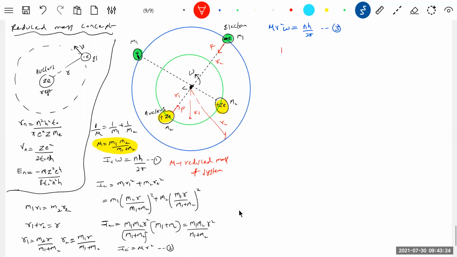Let me write only F. What shall I write? F is equal to m1 omega square. Shall I write r, r1 or r2? The electrostatic attractive force between the revolving particle and the nucleus will provide the required centripetal force. So what shall I write here? R, R1 or R2? R2, no, the distance of the electron from the center of mass. You should not write R, you'll go wrong.